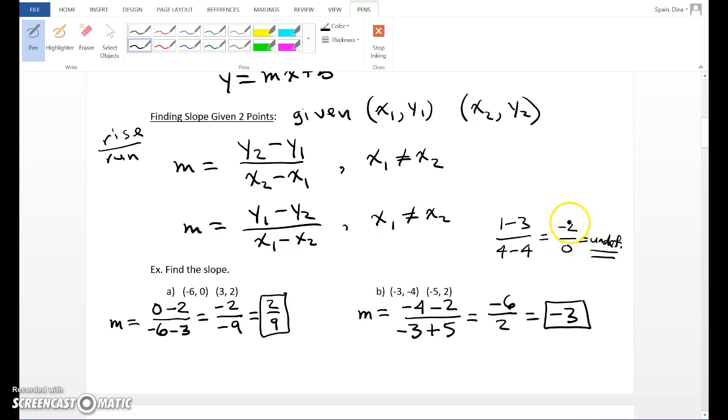If you have a 0 up top, that's okay. Your slope can be 0. Can be 0, might be undefined. Let me erase this over here. But just know that can happen, and it's okay for your slope to be undefined.